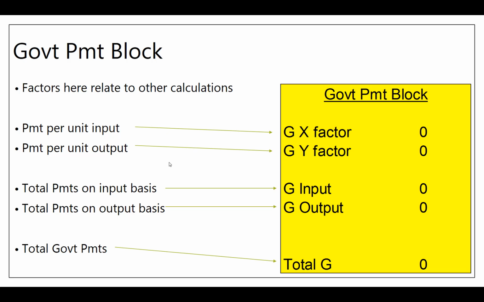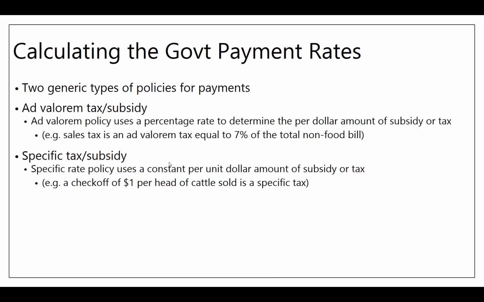And those will be calculated in that lower block that we haven't looked at yet. But there's two basic types of policies that we should consider right away and get accustomed to. One is the ad valorem tax or subsidy. So an ad valorem policy takes a percentage rate. Okay, so it says use the percentage of the value to calculate the subsidy or tax.